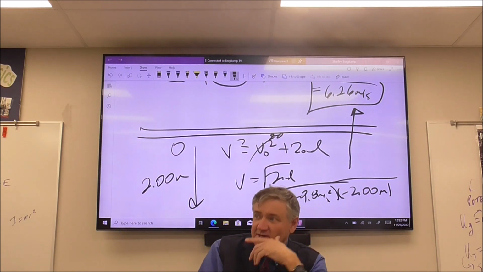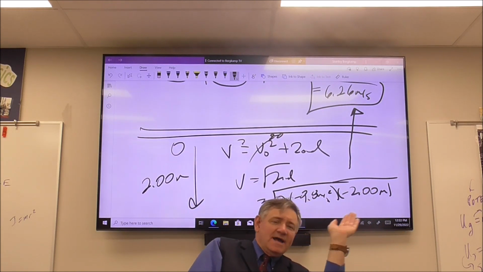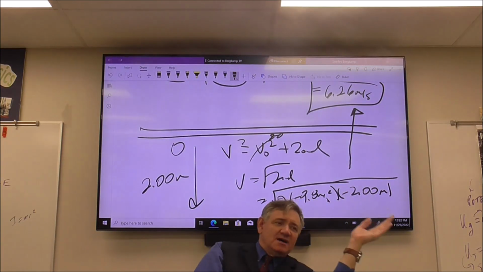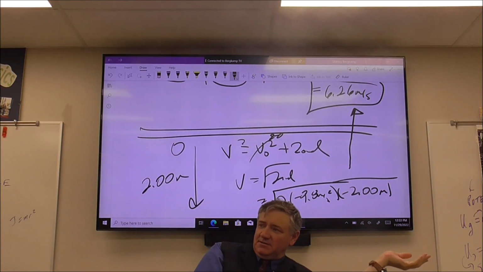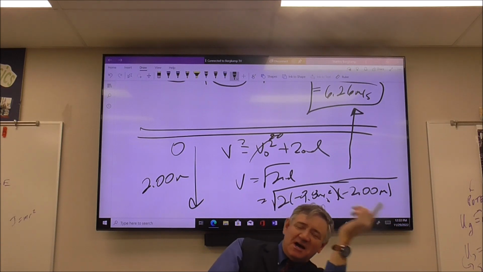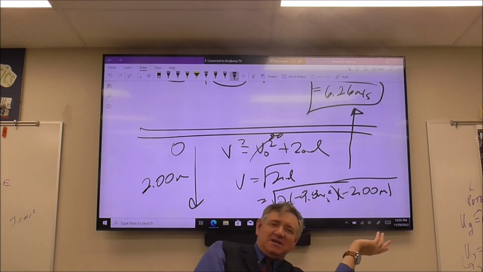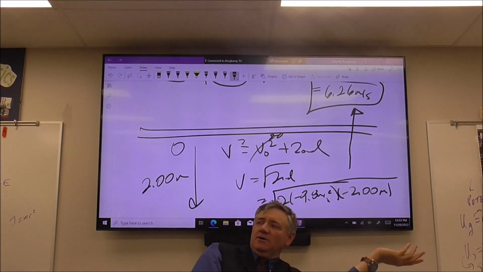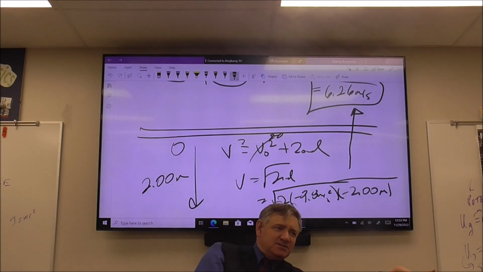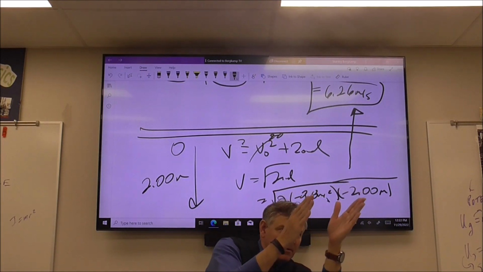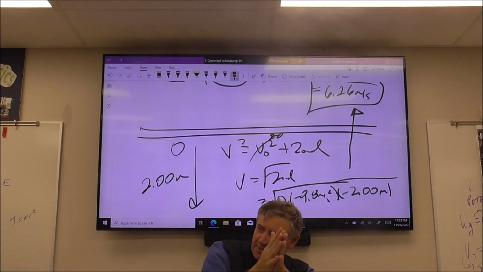And here's why. I can't have an energy part of physics going, oh, the velocity is 6.26 meters per second, and then have the kinematic equations going, oh, no, the velocity is 7.2 meters per second. It's like, whoa, who do I trust? Do I trust the energy calculations? Do I trust the kinematic equations? So this is why I have to end up with the same answer.